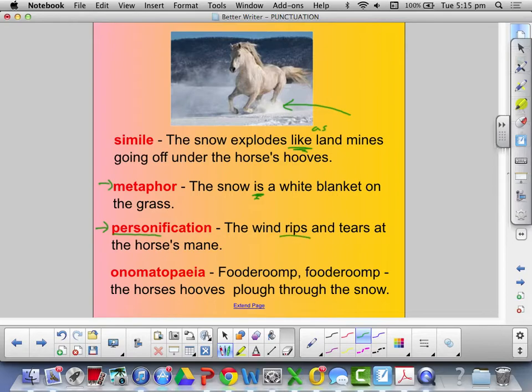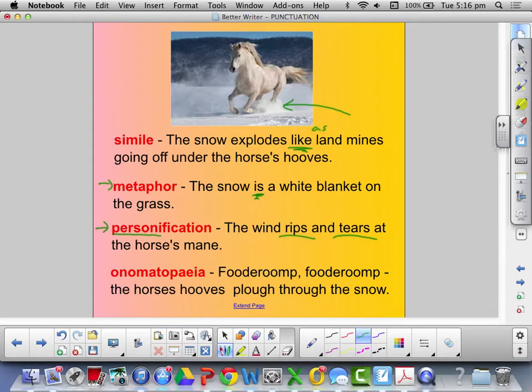So the wind rips and tears, well, they're things that humans do. Okay, I'm making the wind sound more like a human being. And it's just an interesting way of describing what the wind's doing there. It makes it a little bit more realistic and a little bit more interesting and scary, perhaps.